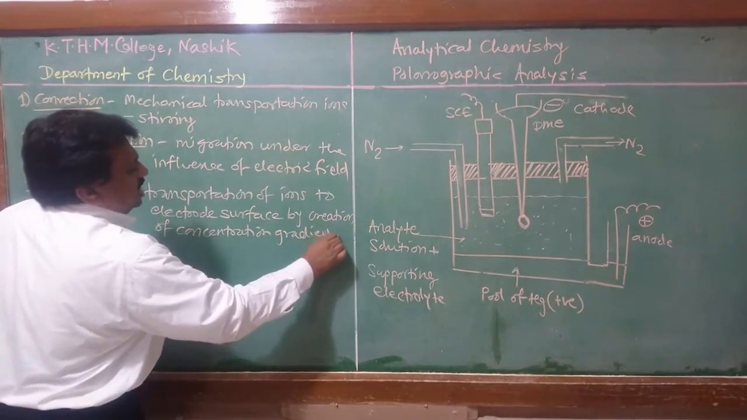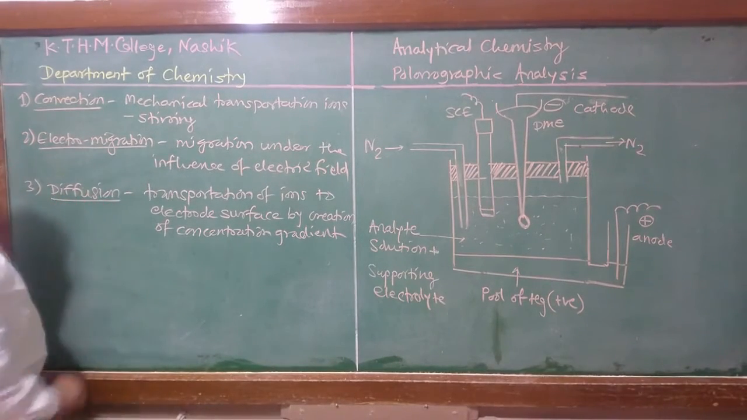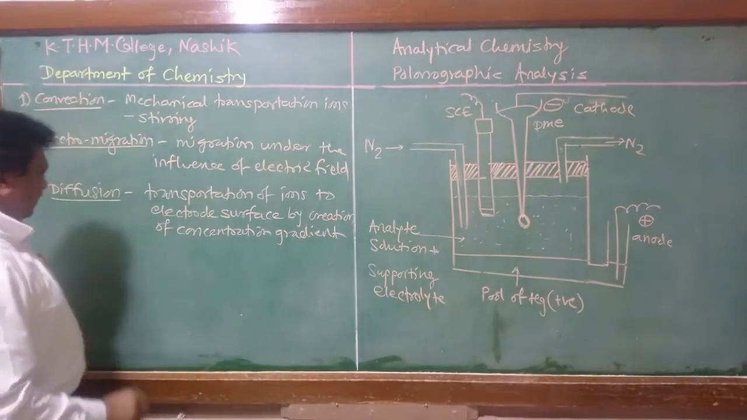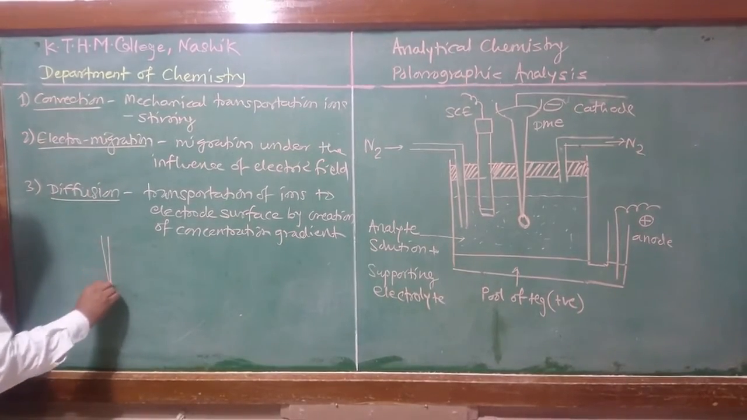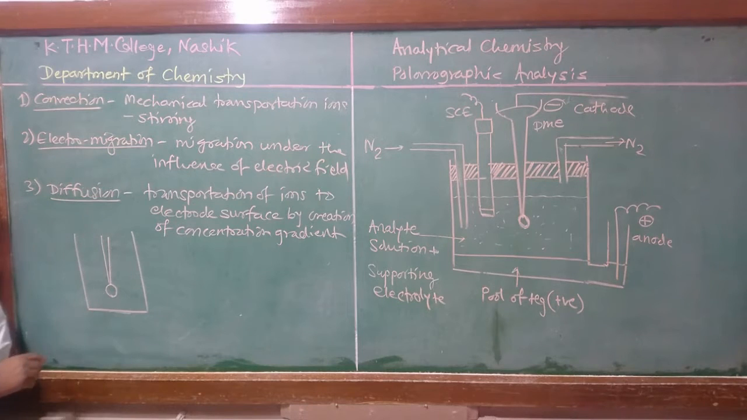And this transportation is called diffusion. Now, what is this concentration gradient and how are these ions transported to the electrode surface? Suppose, for example, we have this electrode. Suppose this is a mercury electrode hanging into the analyte solution.